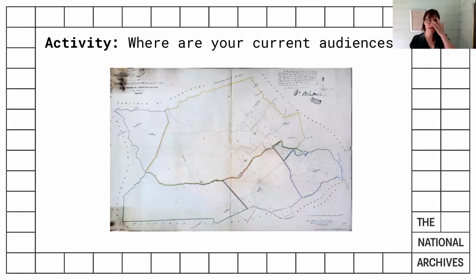So again, this is a quick type-in-the-box suggestion. I won't read all of these out necessarily, but it'd be useful for you to read back through the thread and see what other people are suggesting. If you want to drop in the box, where are your current audiences who are interested in what your archive does?